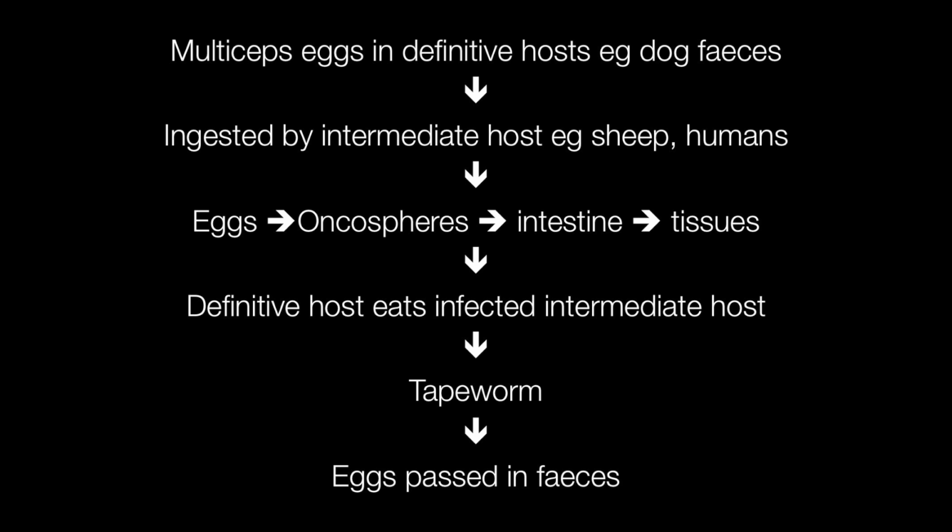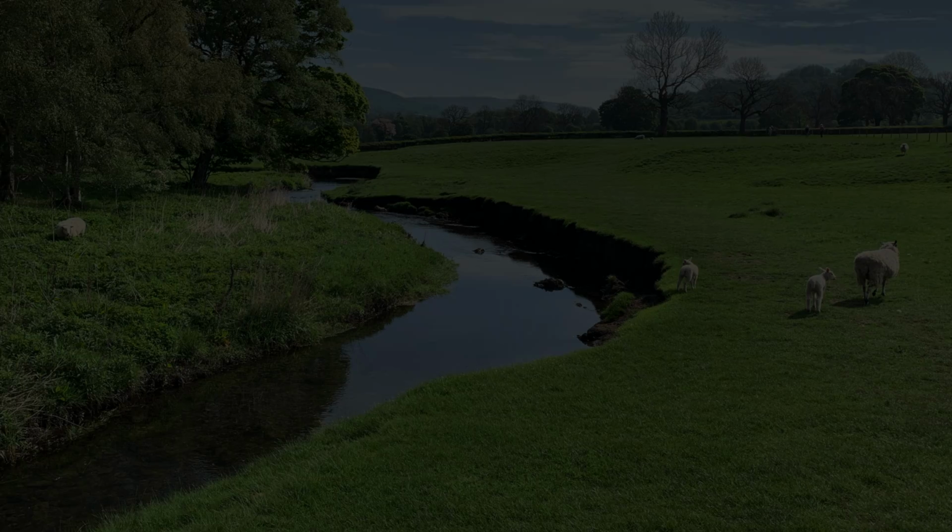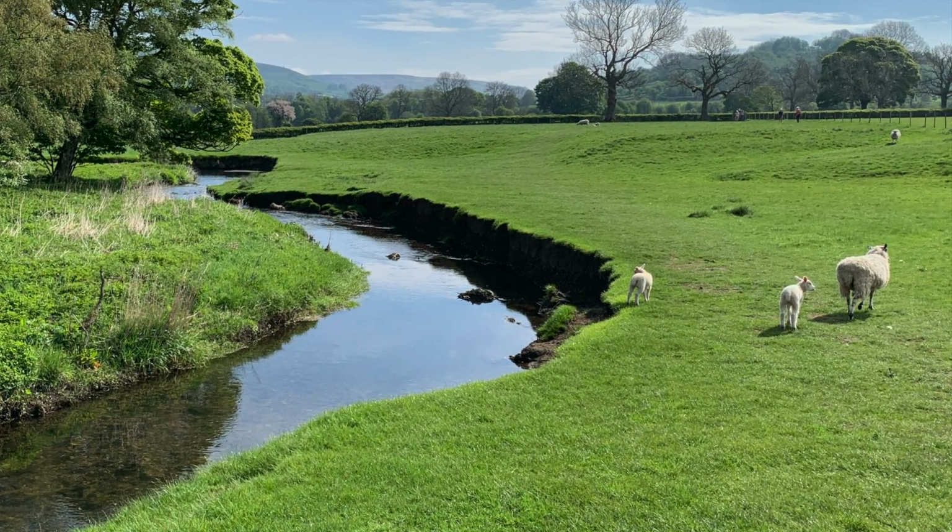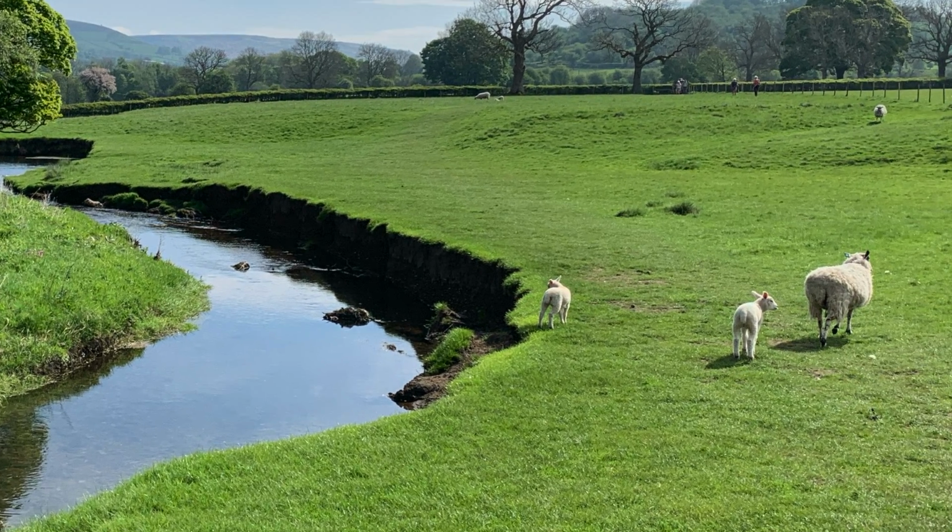The multiceps life cycle continues when the definitive host eats infected tissue from the intermediate hosts. The tapeworms then mature in the small bowel, and they release eggs that are passed into the feces. The eggs are then ingested by the intermediate host, and so the cycle carries on.